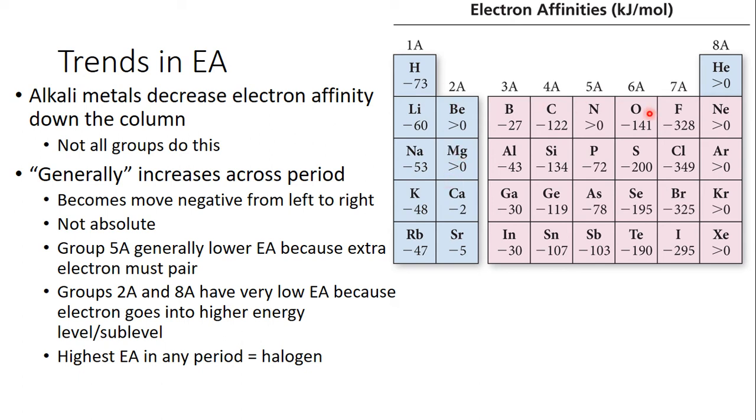Now for our nonmetals here, as we move left to right, we become more negative, except for nitrogen. So here in this third row of our nonmetals, we break the trend. So it goes up, up, down, up for the most part. And for our halogens, that's where it's going to be your most negative out of any group. They want electrons the most. Your noble gases do not want an electron, so that's why they're all greater than 0.